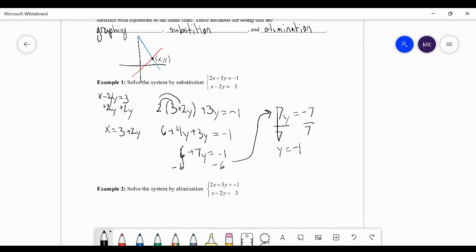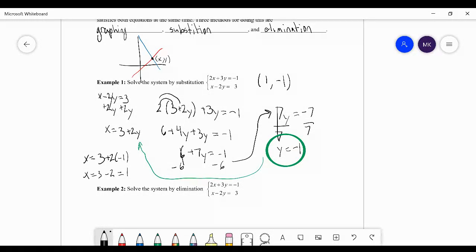Now we know what y equals, so what we can actually do is take this value and substitute it into here, and so we get that x equals 3 plus 2 times -1, so x equals 3 minus 2, which is 1. So our solution to this system is the ordered pair (1, -1). Well, that's it. That's not too bad, right? But what about this next one?